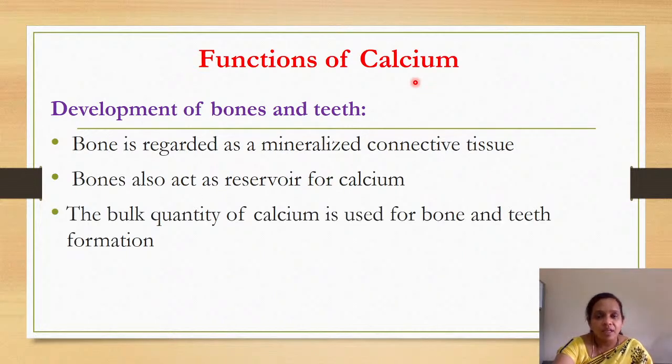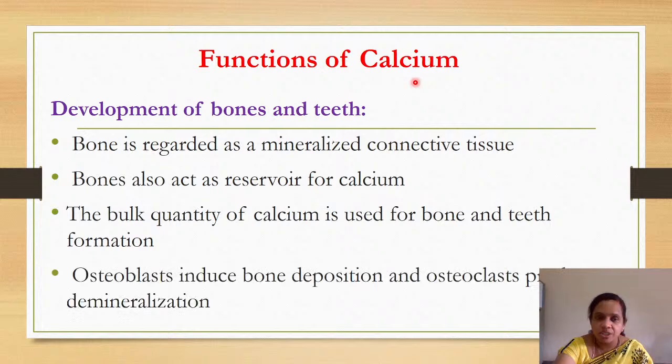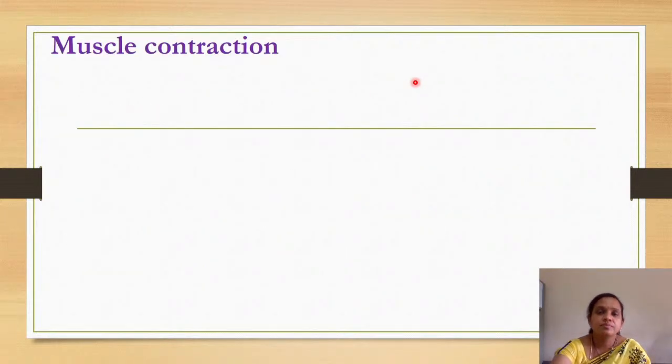The bulky quantity of the calcium is used for bone and teeth formation. Osteoblasts induce the bone deposition and osteoclasts produce the demineralization. So osteoblasts are the ones that will help in mineralization of the bone. Osteoclasts will cause demineralization and destroy the bone cells, the osteocytes. So, number one function is bone. The major mineral present in bone and teeth is calcium.